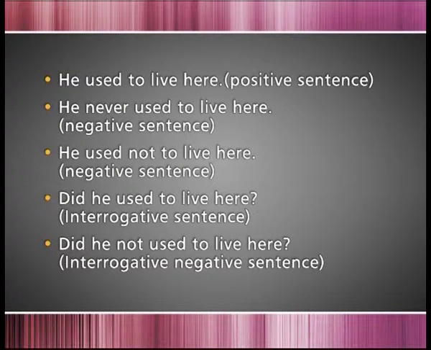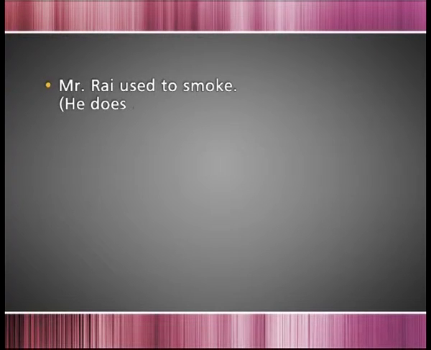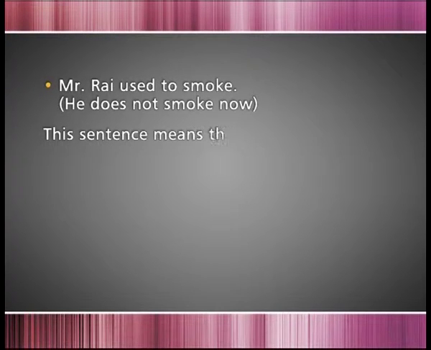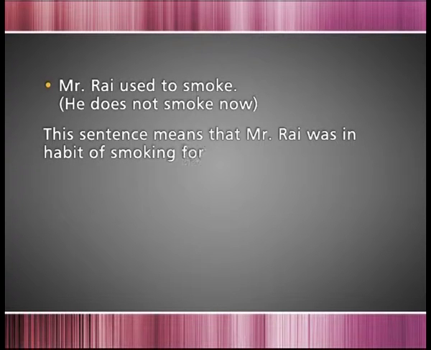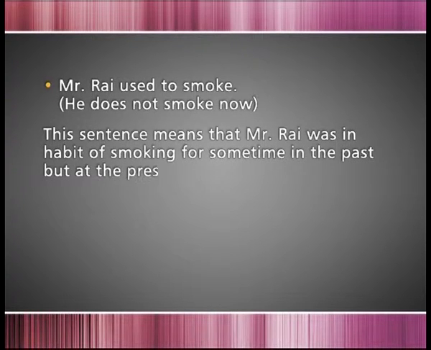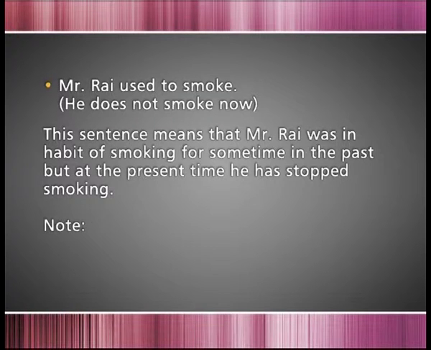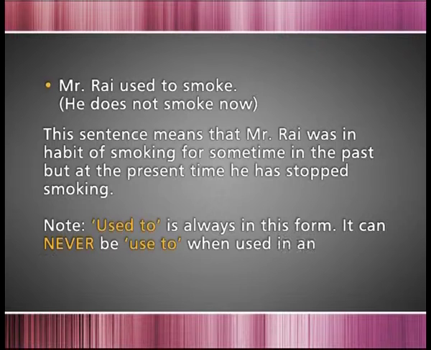Interrogative, negative sentence. Used to suggests that something was true or happened for some period in the past but has stopped being true or happening at the time of speaking. Look at the given sentence. Mr. Rai used to smoke. He does not smoke now. This sentence means that Mr. Rai was in the habit of smoking for some time in the past, but at the present time he has stopped smoking. Note, used to is always in this form. It can never be used to when used in an affirmative sentence.